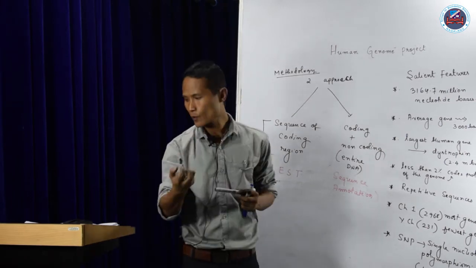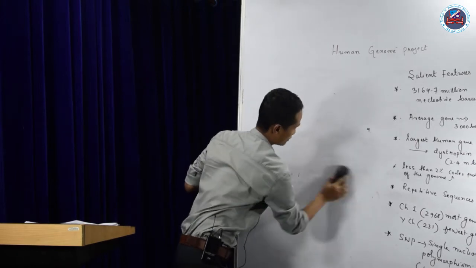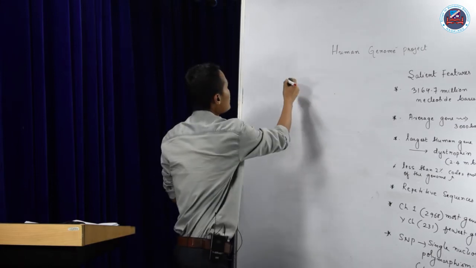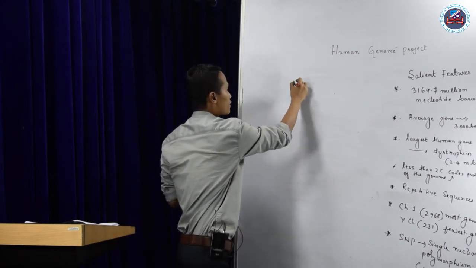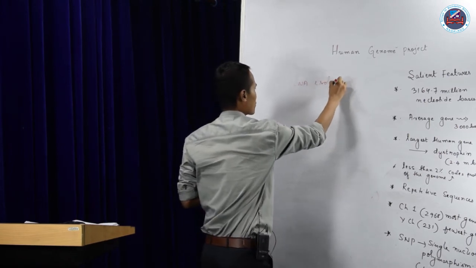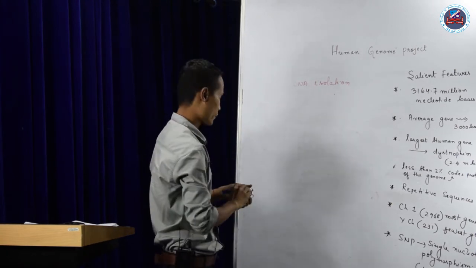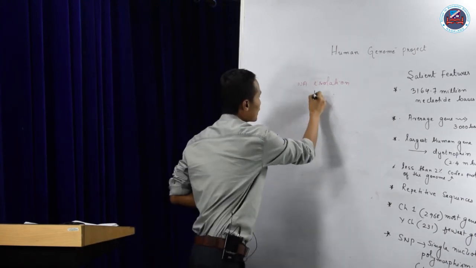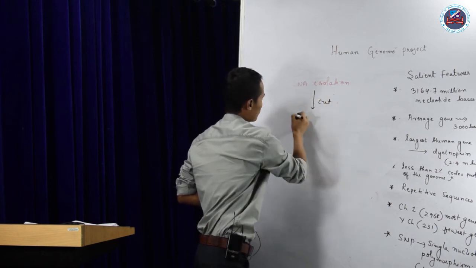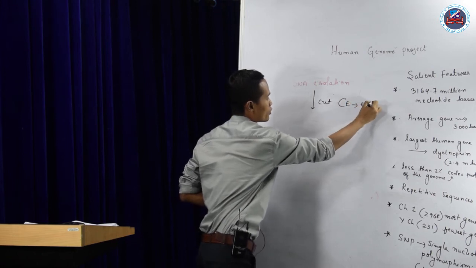Now for the sequencing, what they did, in brief, is this. First of all we need DNA, so they did DNA isolation. They isolated the DNA. Then after that they cut it with the help of an enzyme called endonuclease.